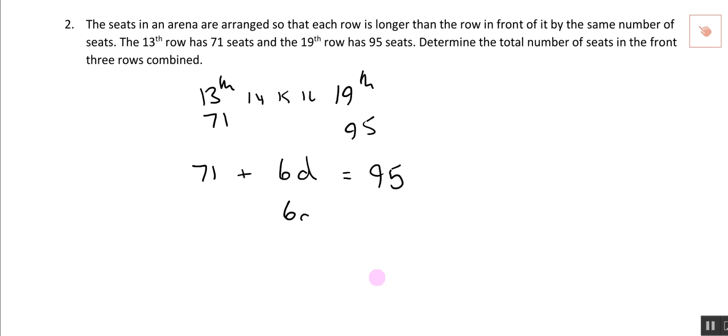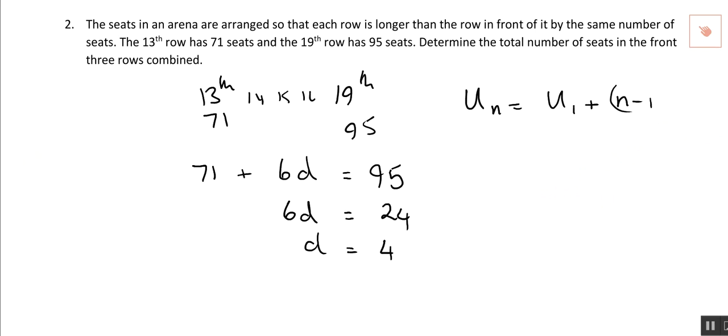So then we get 6d has to equal 24, which means d must equal 4. Right? So that leads you to however you want to work out. So it says determine the number of seats in the front 3 rows. So I would then go with, well, what do we say? You could either count backwards, if you like, or we can say that un is equal to u1 plus n minus 1 lots of d.